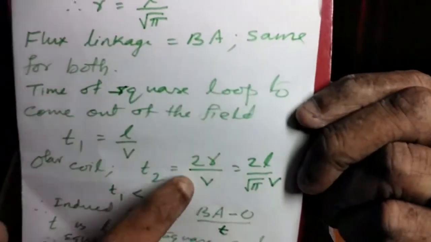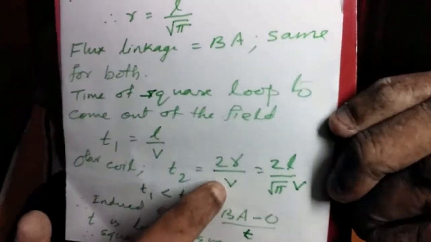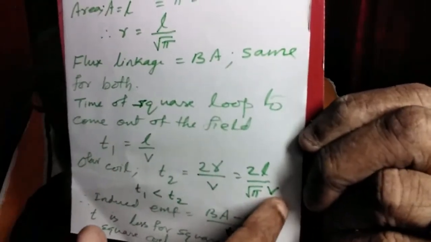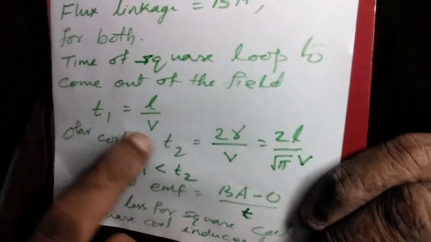So T2 equals 2r by V, that is 2 into L by root pi into V. Now 2 by root pi is greater than 1, since root pi is the square root of 3.14, which is less than 2. So 2 by root pi is greater than 1. So T2 is greater than T1.